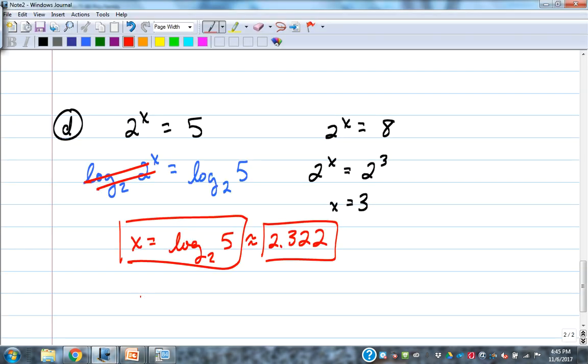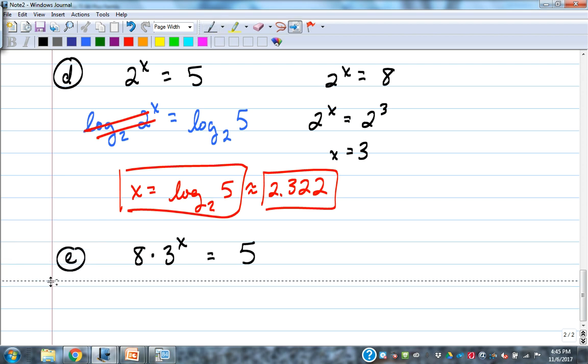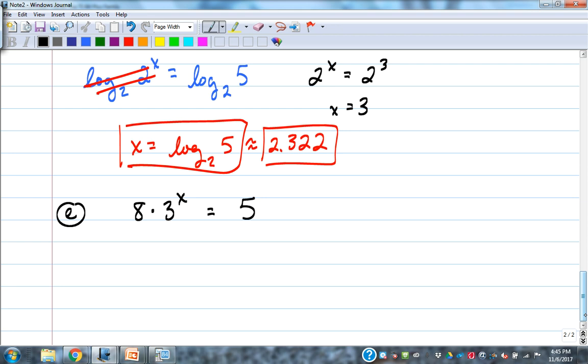All right. Let's do another example, E. 8 times 3 to the x equals 5. This is a fun one. It's got fractions in it. You're saying, no, it doesn't, there's not a fraction in there. Yeah, there is. Eventually.